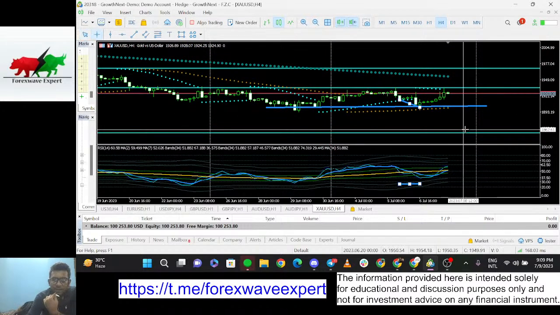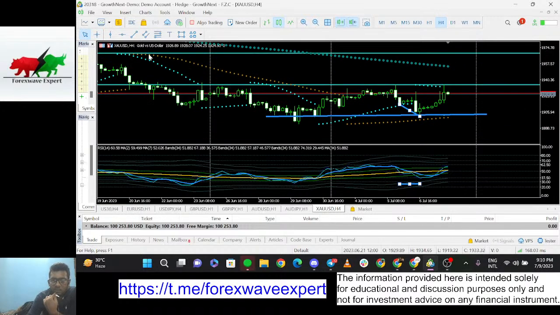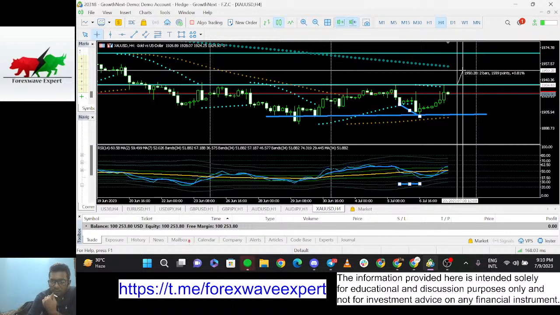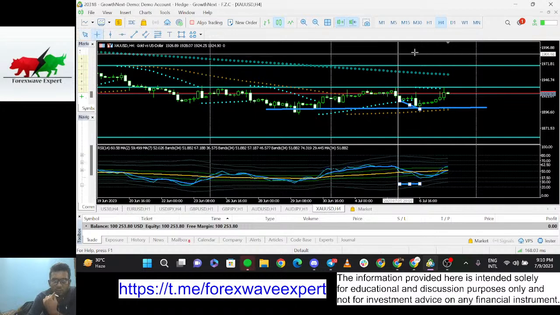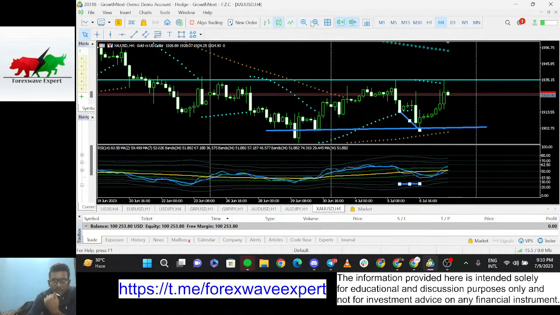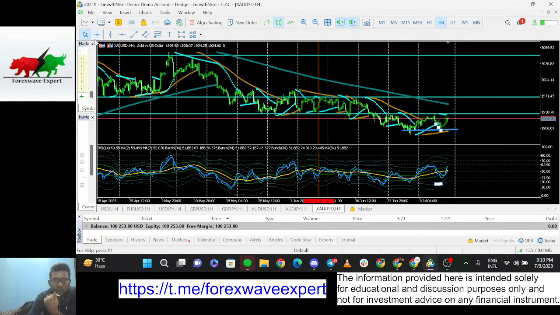If we see any H4 or H1 closing candle above this higher high line, which I would like to say is the 1935 level, or for more safety, let's say the 1944 level. Let's zoom it out a little bit so that we can understand. So if the market crosses the 1970 level, then we are going to expect a bullish movement up to the 2050 level.